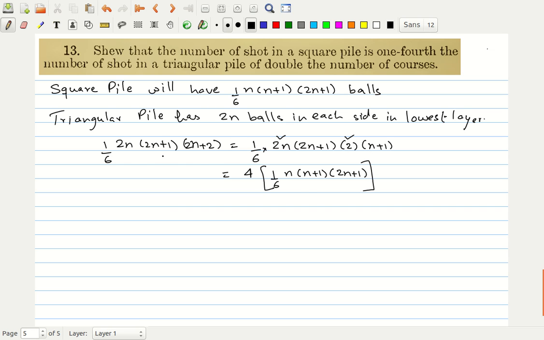The number of balls in a triangular pyramid having 2n courses is 4 times the number of balls in a square pile having n courses. And we will stop this video now, and we will do the next 3 problems in the next video.